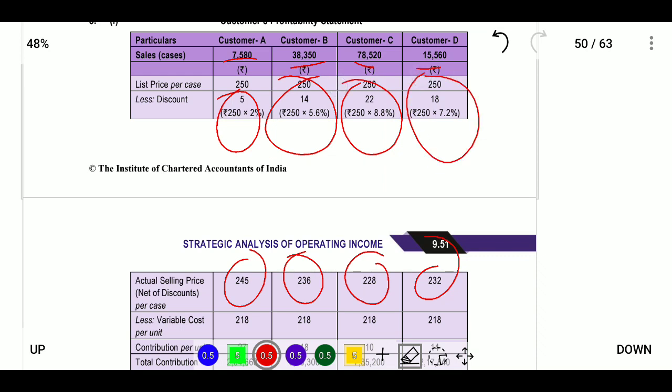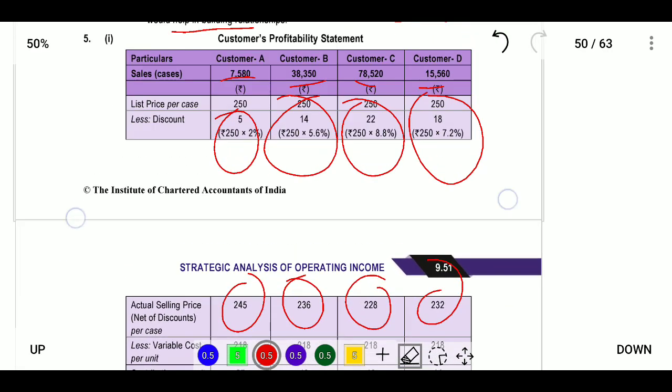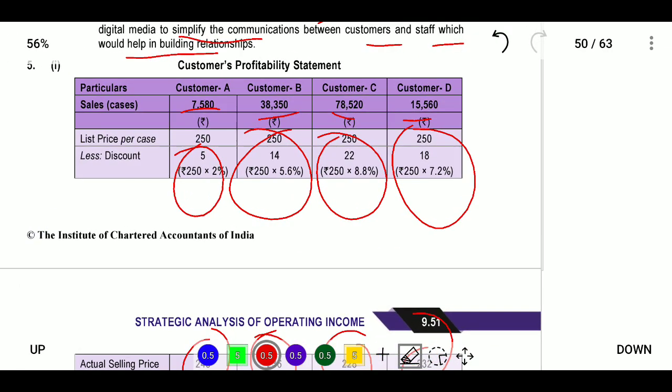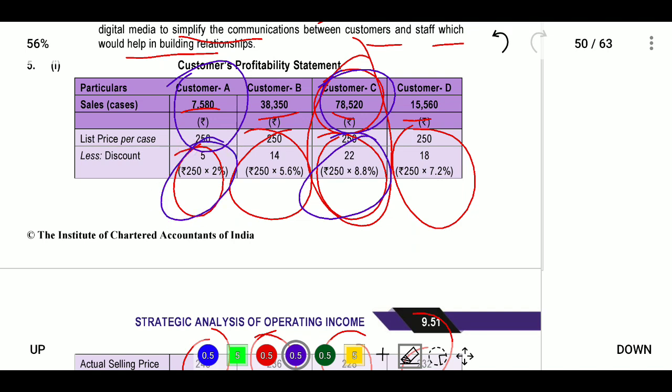That is 5 by 250, we get 2% only. And who is getting the higher percentage here, 8.8? This customer C is getting more discount. The reason may be that he is purchasing more, 78,520 sales. Because of the 78,520, they may get more discount. That is one possible reason. And who is the lowest? This person has less turnover, because of that he is getting less discount. Okay.